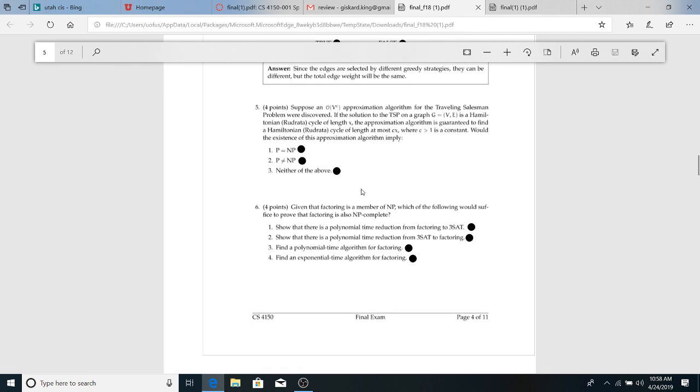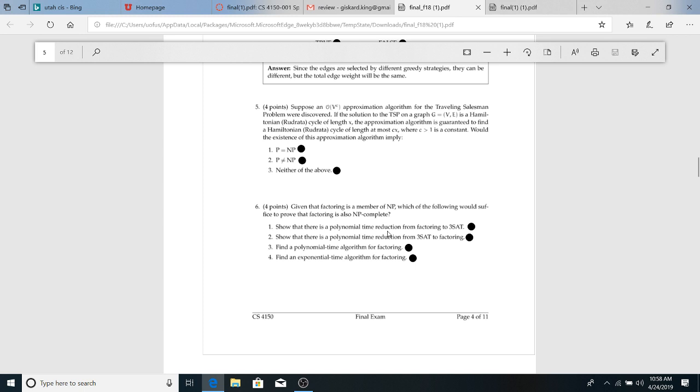Okay, so this next one is talking about reduction. Okay, so the idea is that they're trying to determine if factoring a number is an NP complete problem. And so it's a multiple choice question, and you have, which one of these multiple choice answers would guarantee that the factoring problem is NP complete, right?